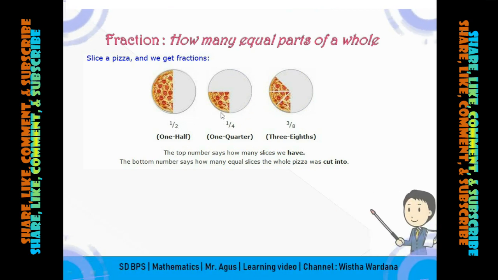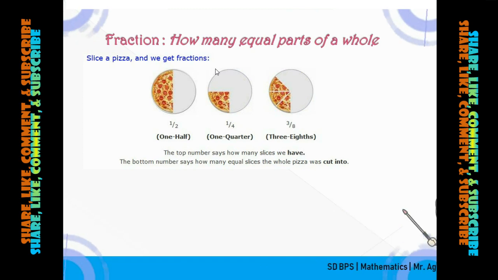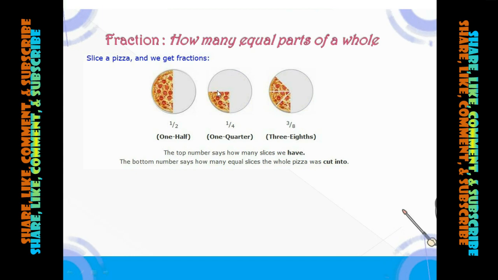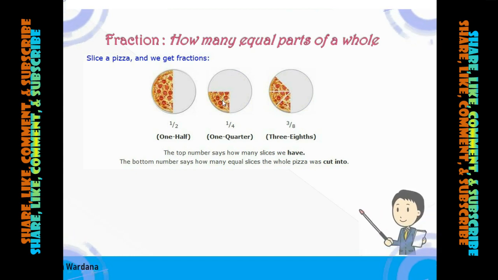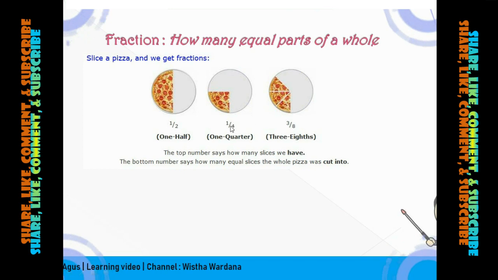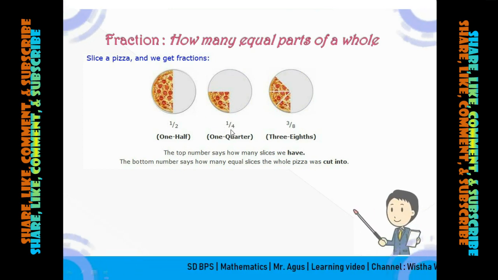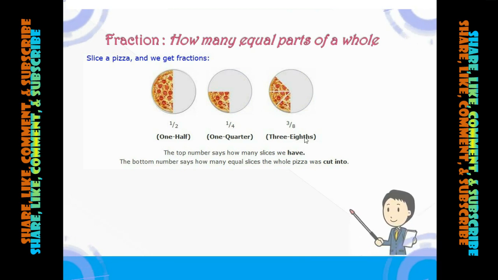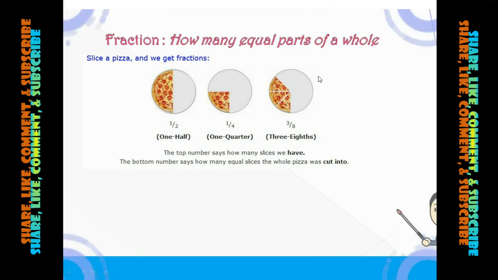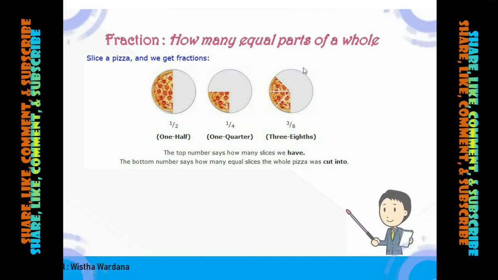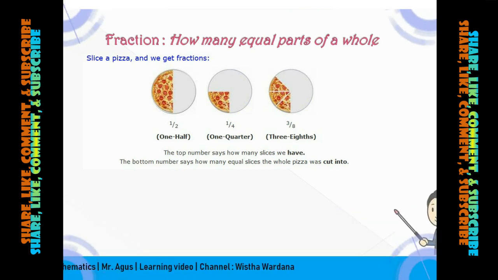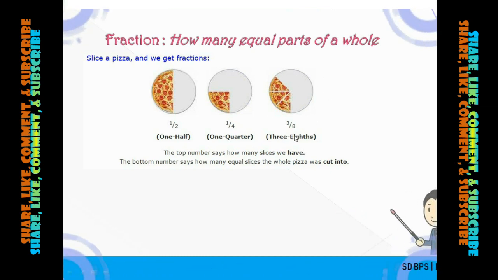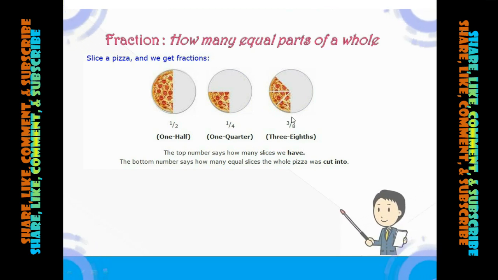The second figure is a pizza that is cut into 4 equal parts, and we have 1 part of them. So, the fraction shown in the figure is 1/4. And then, in the third figure, we have a pizza that is divided into 8 equal parts, and we have 3 parts of them. So, the fraction is 3/8.